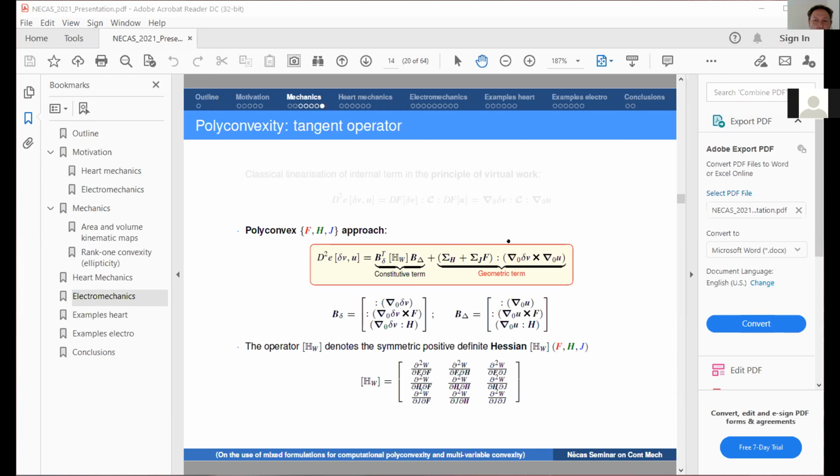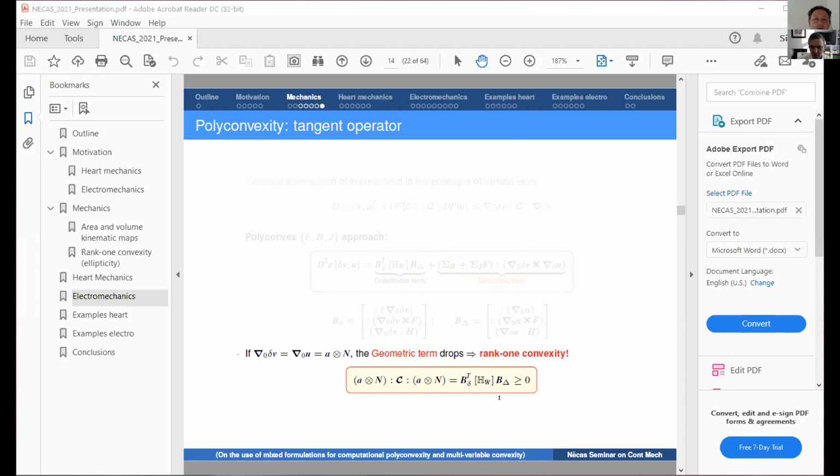So the whole geometric term drops, and you only end up with this constitutive term. Now, because our energy we've said is going to be polyconvex, if everything is sufficiently regular, we know that this term is going to be larger or equal than 0, which is exactly what we would like to get.